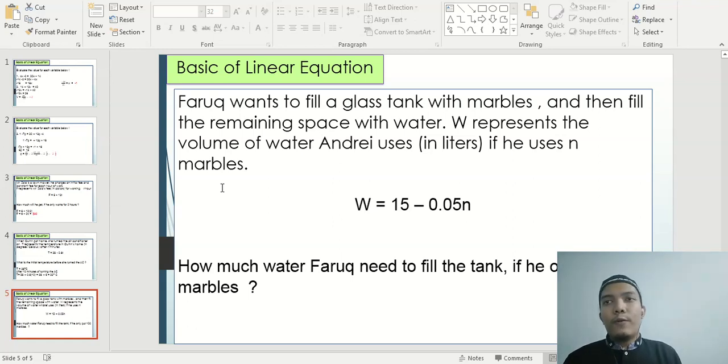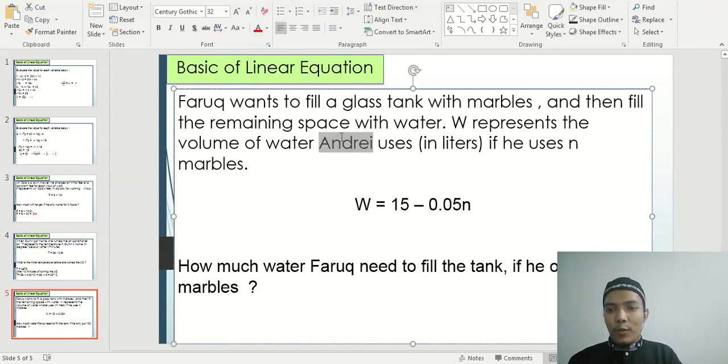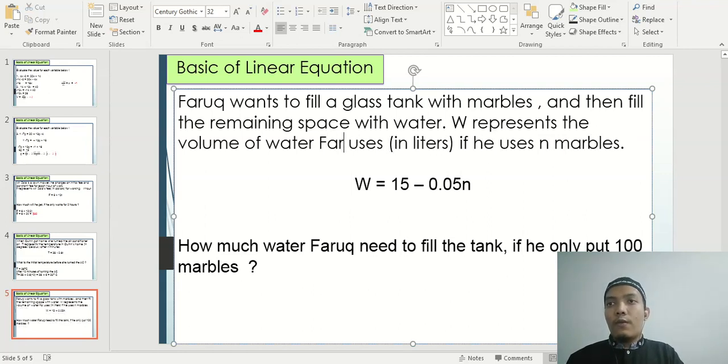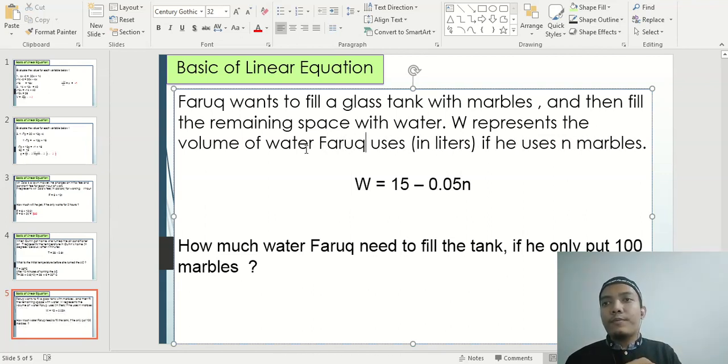Let's read this one. Farouk wants to fill a glass tank with marbles and then fill the remaining space with water. W represents the volume of water Farouk uses in liters if he uses n marbles. How much water does Farouk need to fill the tank if he only puts in 100 marbles? Again, W here stands for water, and it is in liters.